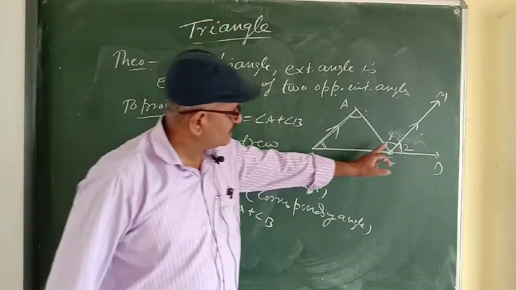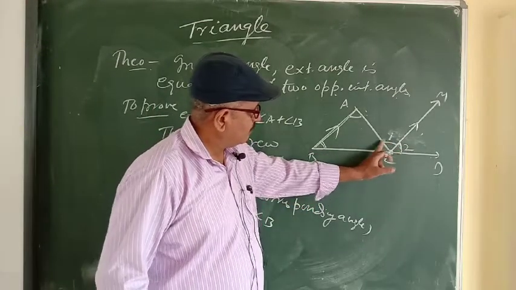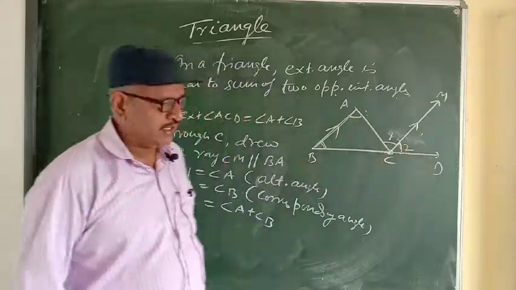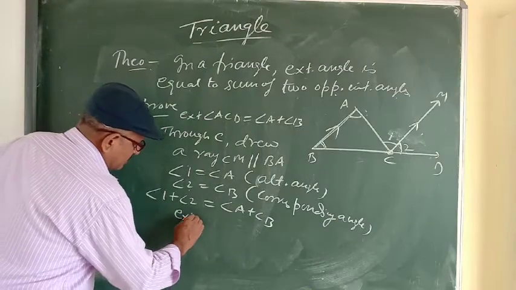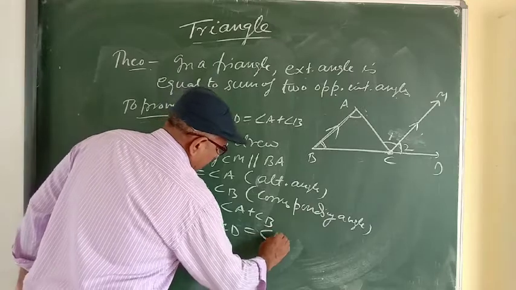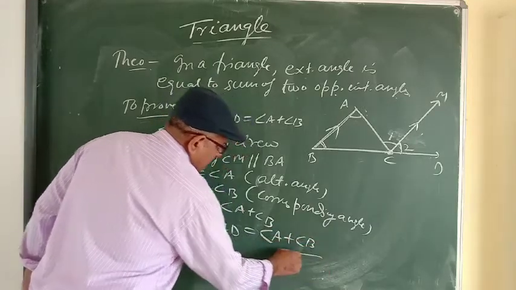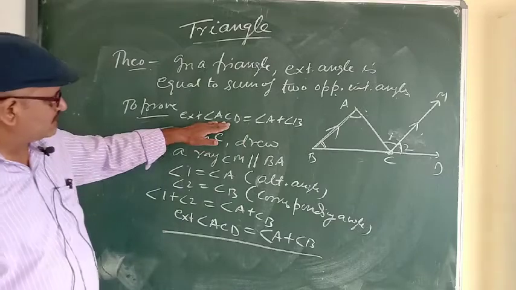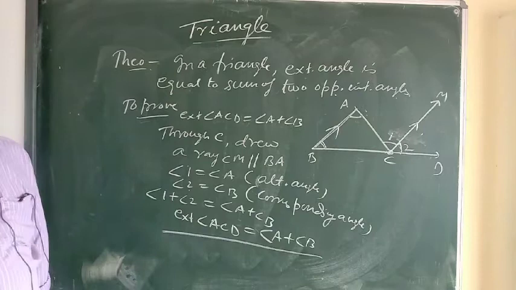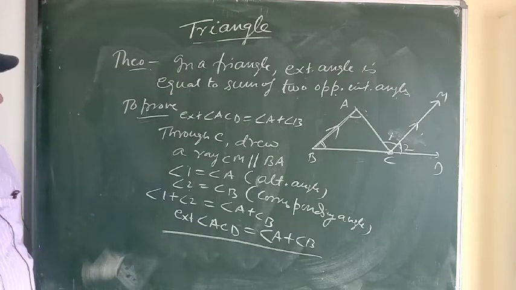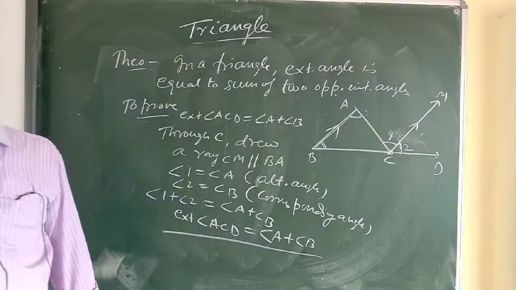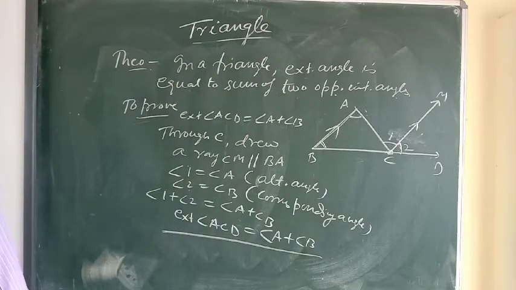See the figure. What is the sum of angle 1 and angle 2? If we add 1 and 2, we will get angle ACD, which is the exterior angle. So we get exterior angle ACD is equal to angle A plus angle B. So we have proved this result. It is the second theorem. In a triangle, the exterior angle is equal to the sum of two opposite interior angles.